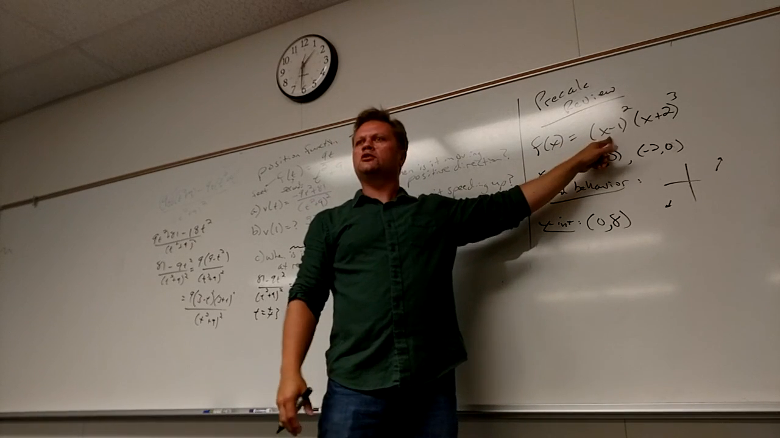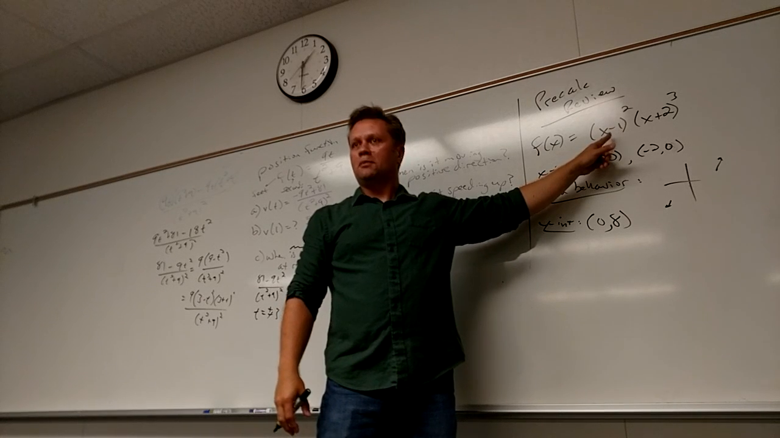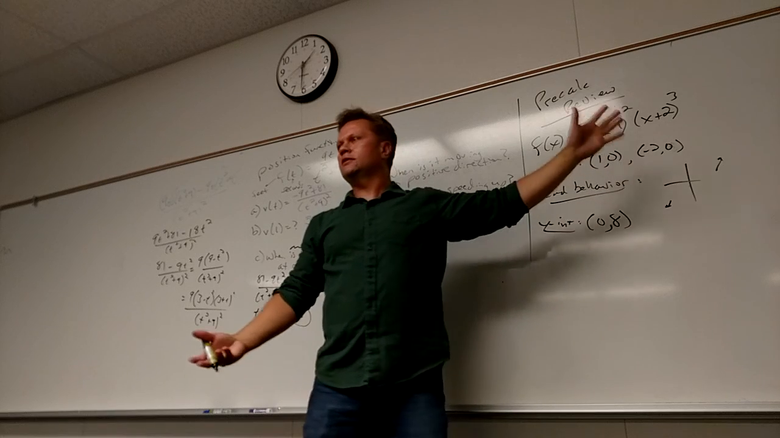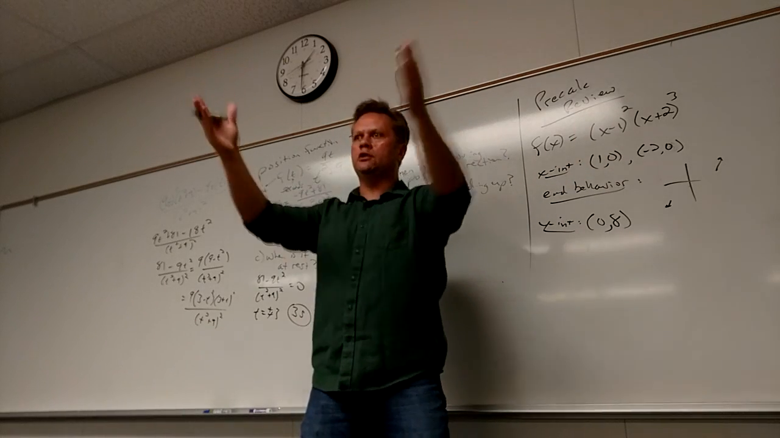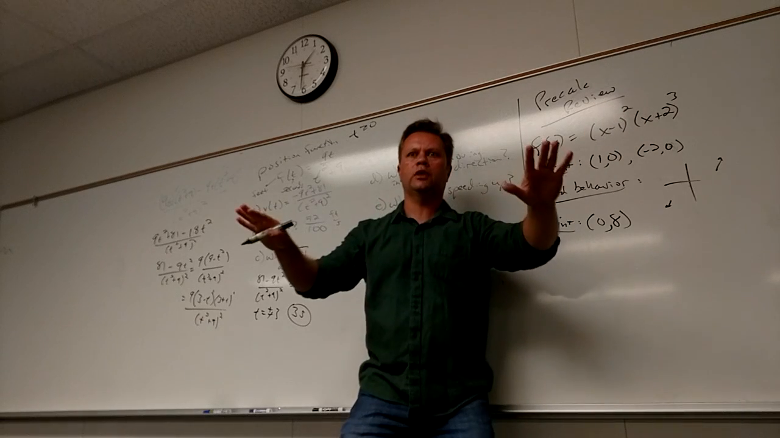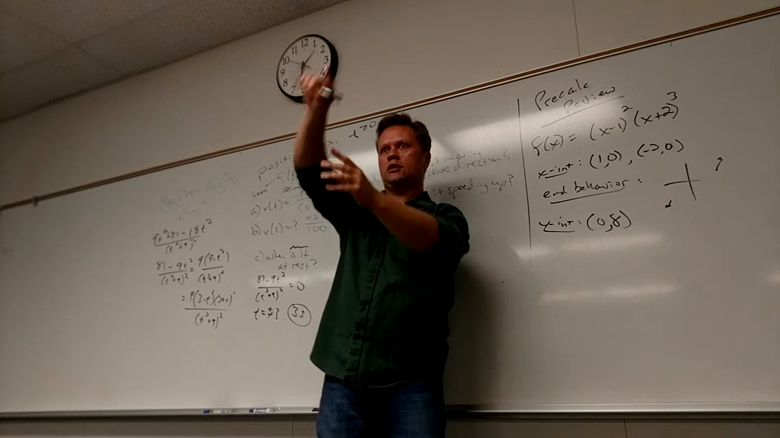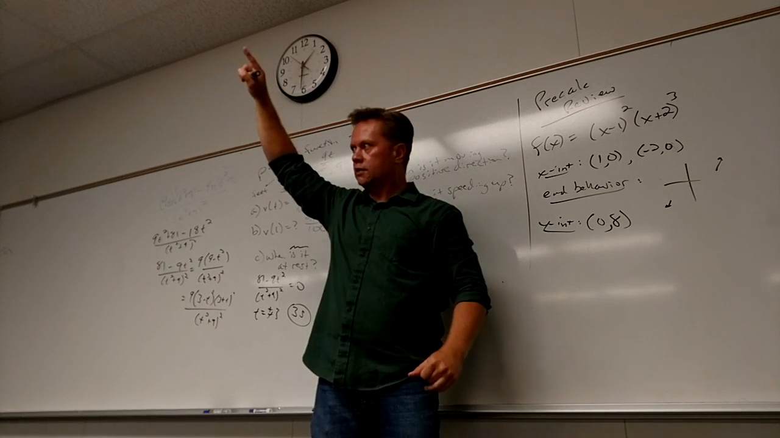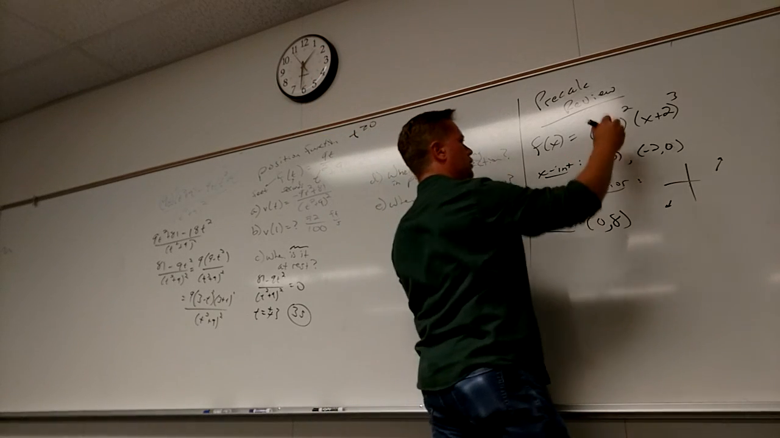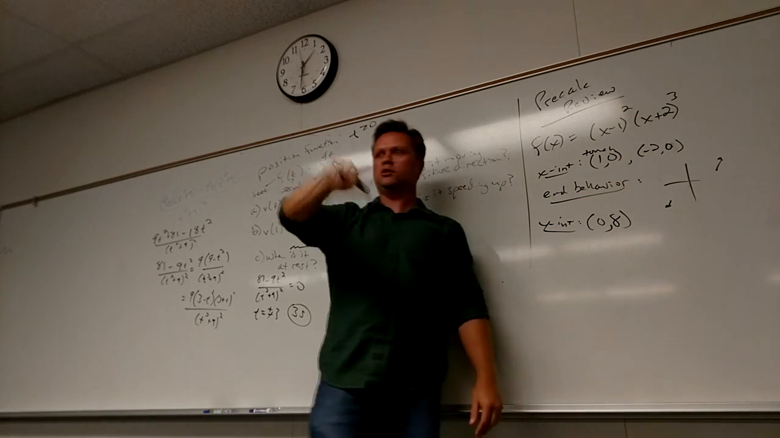If I put a 0 in here, what do I get for this piece? 1. What if I put a 2 in there? I get 1. See, it doesn't change sign around its root because it's being squared. Square kills whatever sign it wants to be and just makes it positive. So it's going to touch there. See, this is the idea of the multiplicities, right?